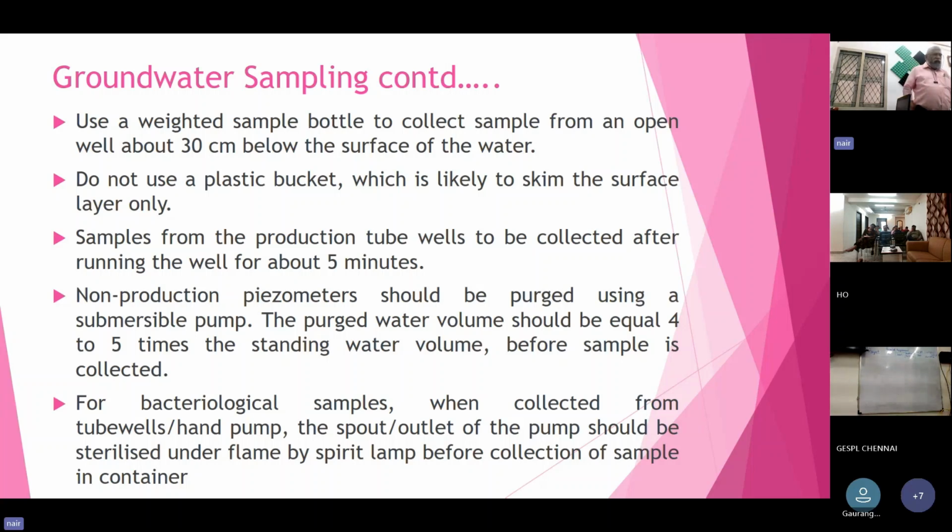Another one: for bacteriological purposes, when samples are collected from tube wells or hand pumps, the spout or outlet of the pump should be sterilized under flame. So when you are going to a site for collecting water samples for biological purposes, you have to have a spirit lamp, or at least a candle and a matchbox. Why? Because the tip of that tap should be heated so that contamination is not there. It has to be heated for some time, then allow the water to flow for some time, then collect the sample. So be very careful when collecting samples for bacteriological analysis.